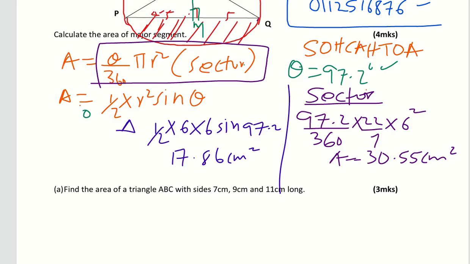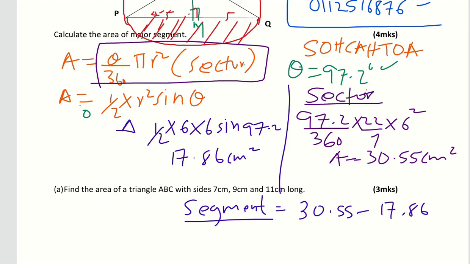So it means that if you want to get the area of the minor segment, the smaller one, it will be given by the area of the sector minus the area of the triangle, which is 30.55 minus 17.86. You get 12.69 centimeter squared. So learners, that becomes the area of this particular shaded area.